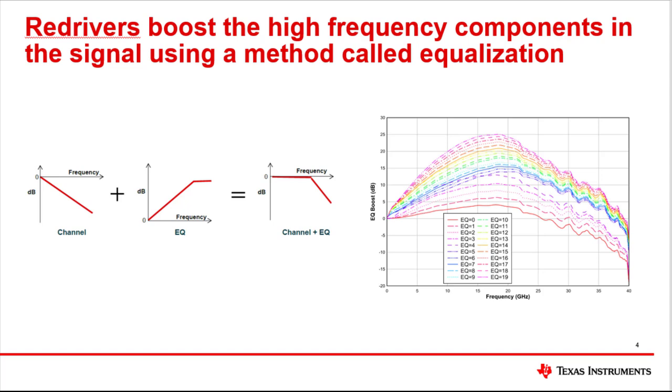The middle and third plots show how a high-pass filter can counteract this effect. Notice how the middle plot has a high-pass filter characteristic. This means that at higher frequencies, the data is going to be boosted. The third plot, notice how the resulting data is not attenuated for the beginning and mid ranges of frequencies, and only starts attenuating once the high-pass filter reaches its peak at around 16 GHz, which is the Nyquist frequency for Gen 5. Redrivers boost the high-frequency components in the signal with this method.